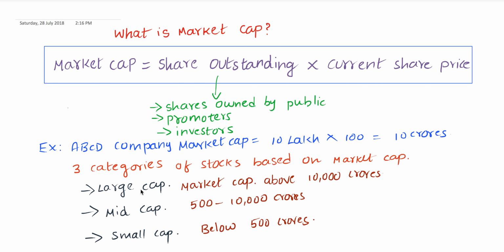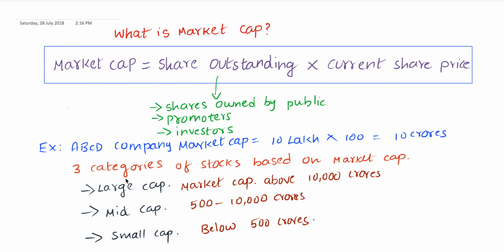So what is a large cap? A large cap means the market capital should be above 10,000 crores. If your company has market capital of more than 10,000 crores, then your company will be treated as large cap. If your company has capital between 500 and 10,000 crores, then that would be treated as mid cap. If your company has less than 500 crores, then your company would be treated as small cap.